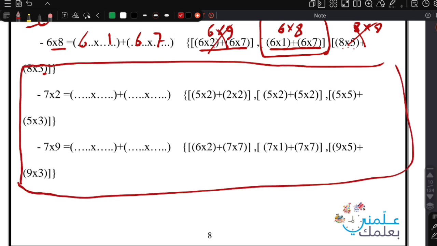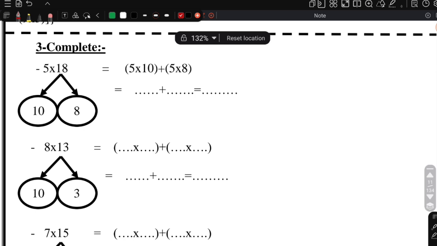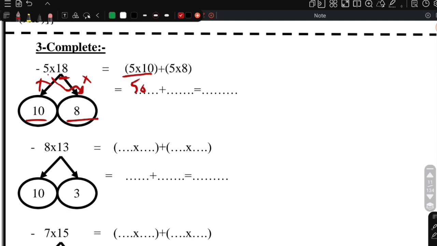Okay, let's see the third question. 5 times 18. Okay, he splits 18 into two numbers. Because it's a bigger number, I can split it into two smaller numbers. Okay, he split it into 10 and 8. So, make it 5 times 10 and 5 times what? 5 times 8. Okay, 5 times 10 will be what? 50. And 5 times 8 will be 40. So the result will be 90.